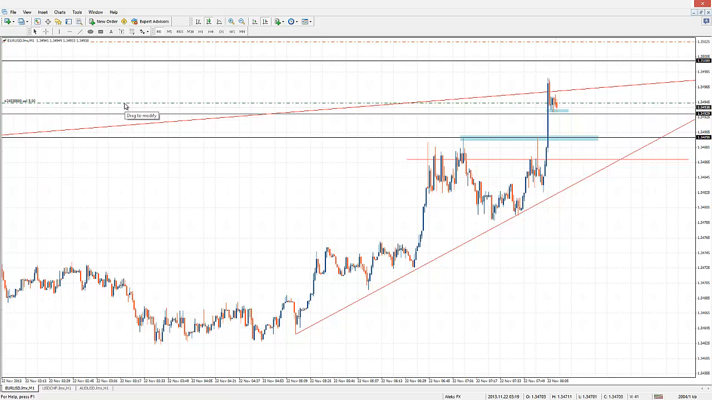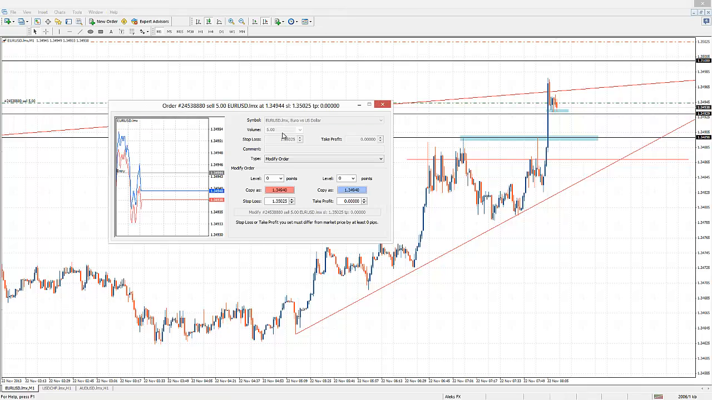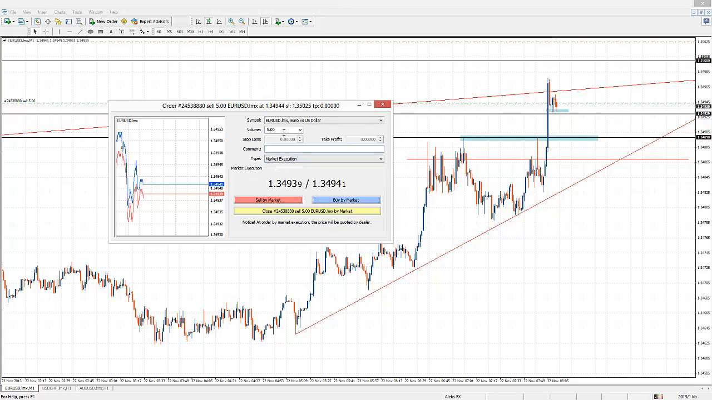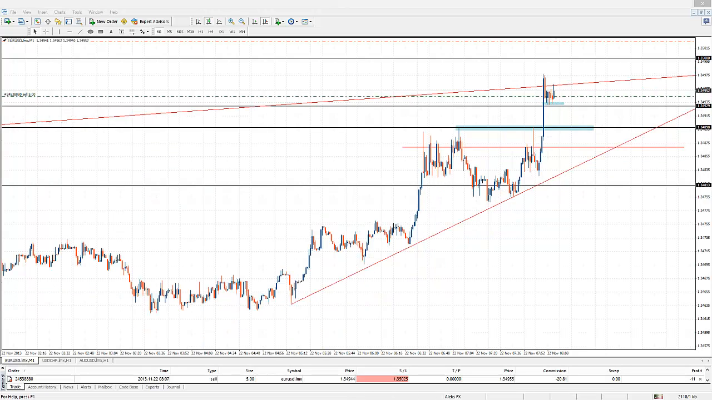So just be patient and see what happens. I'm going to look to modify here, and market execution. So what I'm going to do is look at taking, make it 2.5, so let's make half the position. Take half the position off into this area here. I want to see how price reacts or looks when it gets down here.